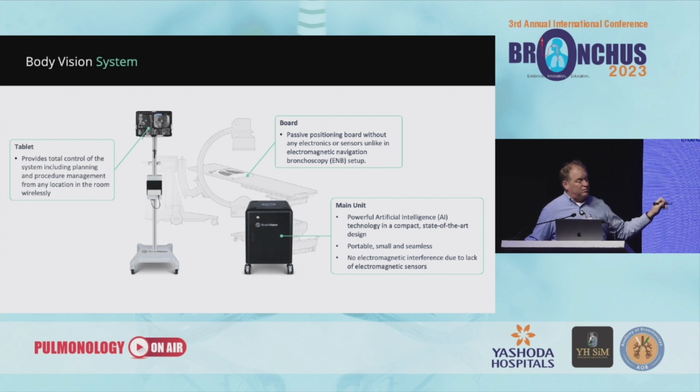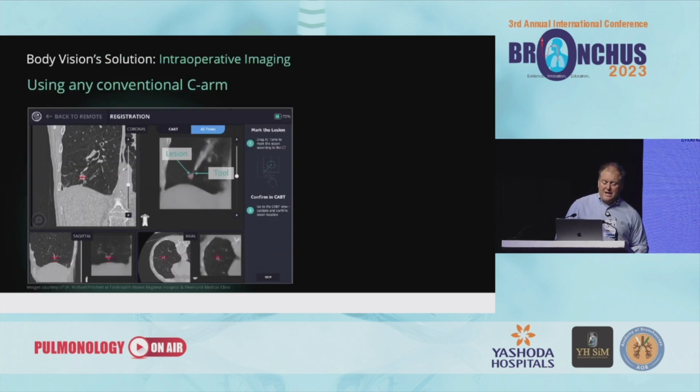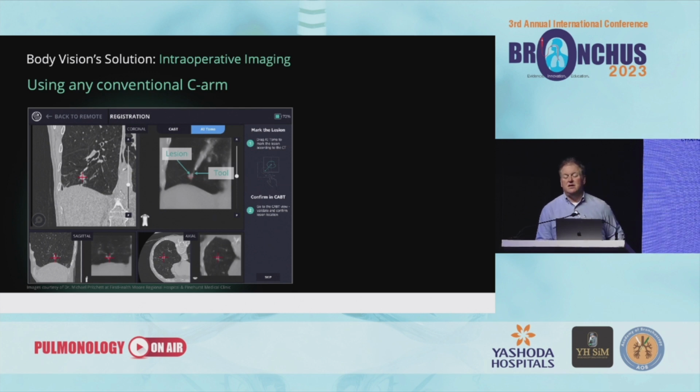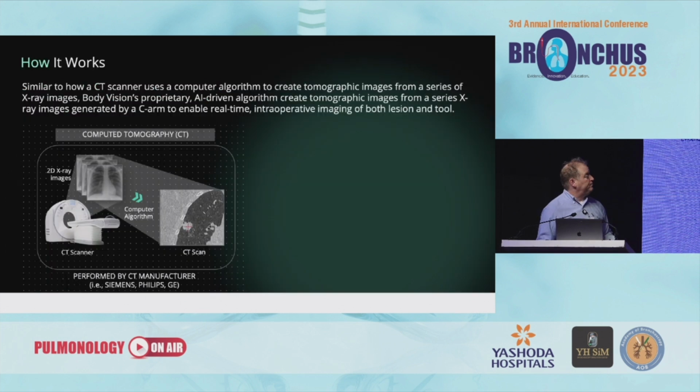And then the box, which can be anywhere in the room, and then a wireless-based tablet that controls the whole thing. So in an era where our machines keep getting bigger and bigger, taking up more and more of our space, this doesn't actually take up much of a footprint. The idea behind it is to give you this intraoperative imaging using any conventional C-arm so that you can get a tomosynthesis view of your catheter and then your tool inside the lesion with your reference pre-op CT to give you confirmation that you're where you want it to be in multiple different planes.